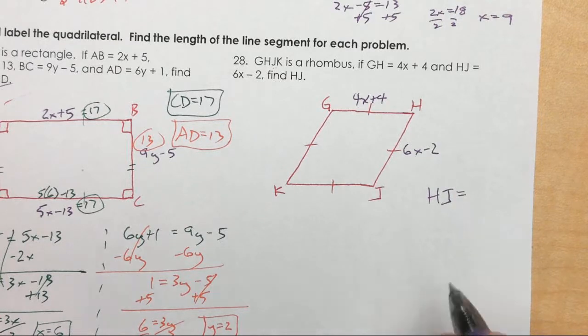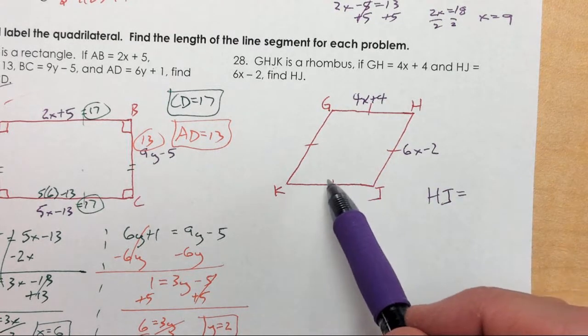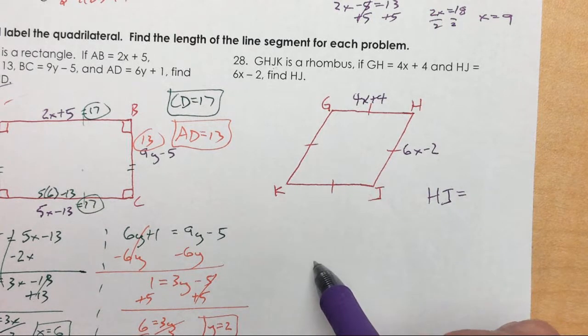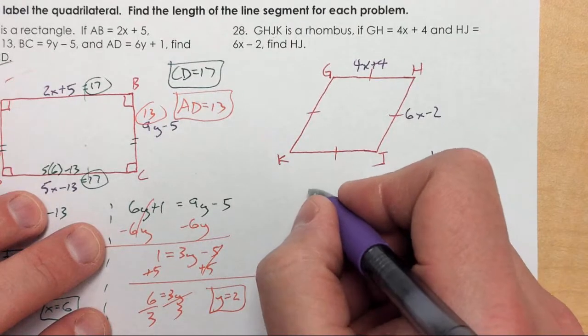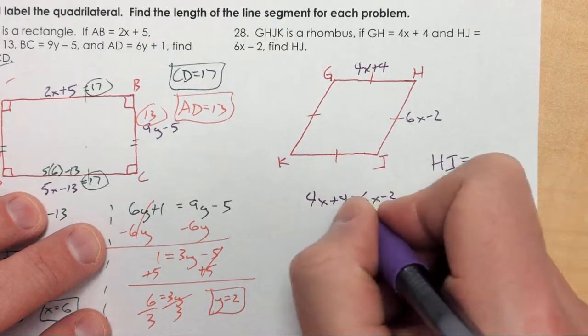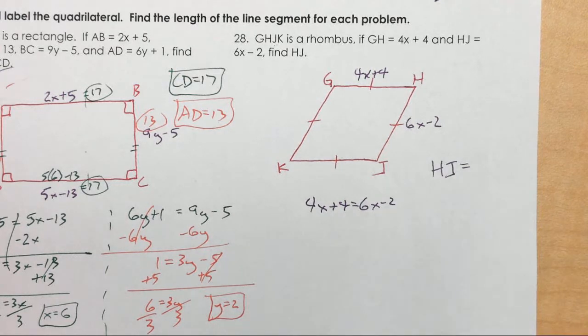So notice that I've drawn a rhombus, and notice that I drew every side as congruent, because that's what a rhombus is. It's a quadrilateral with all sides congruent. And that basically gives me the property that I need to solve this problem. Since I know these sides are equal to each other, I can set them equal, right? So 4x plus 4 equals 6x minus 2. And then I can solve for x, plug it back in here for HJ, and I can get my answer.